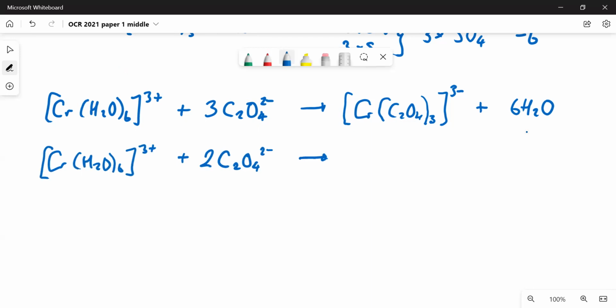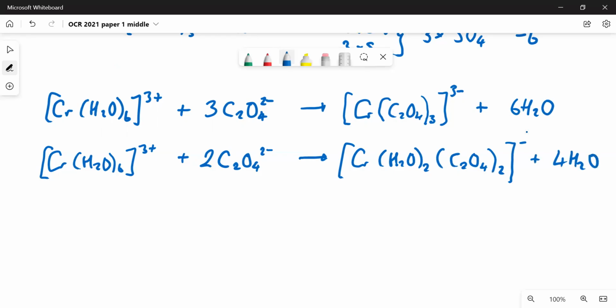Okay, so we're only going to replace 2 of those. So we're going to have Cr. We've still got 2 waters, and we've got 2 of those. That means there's just going to be a 1 minus charge on that, and we're only going to get 4 waters there. So that's the correct equation. That's not correct, that one there. If we replaced all the waters, it says we only replaced 2 of them.